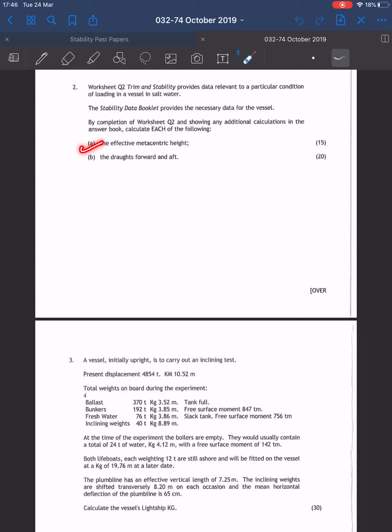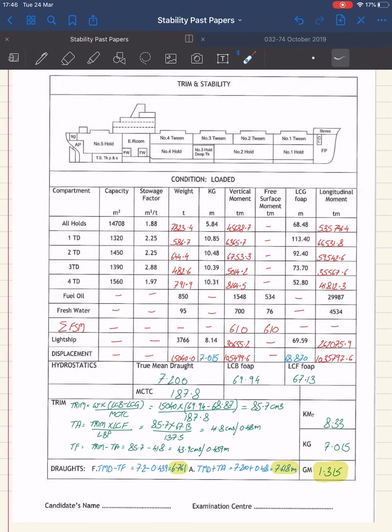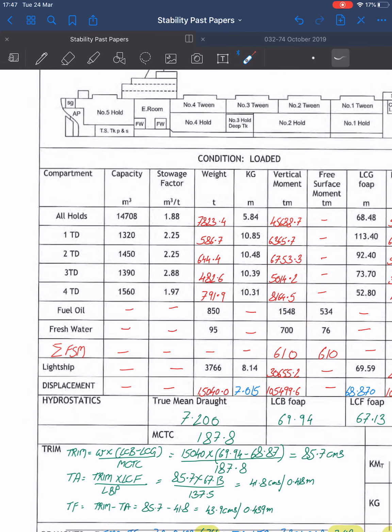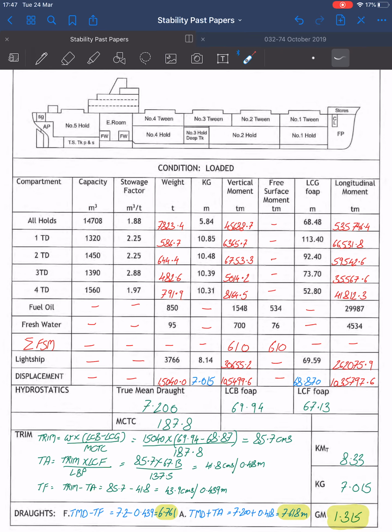Part A, the effective metacentric height. Part B, the drafts forward and aft. Now, whatever is inked in black, that has already been provided with the data sheet. Now, let's look at what this is divided into. The datasheet is divided into compartments, capacity, stowage factor, weight, KG, vertical moments, free surface moments, LCG from aft perpendicular, FOAP stands for aft perpendicular, longitudinal moments.